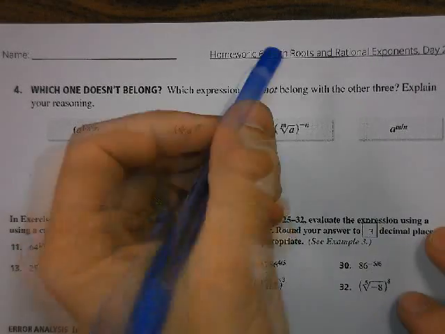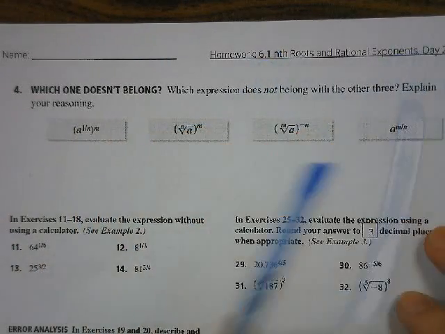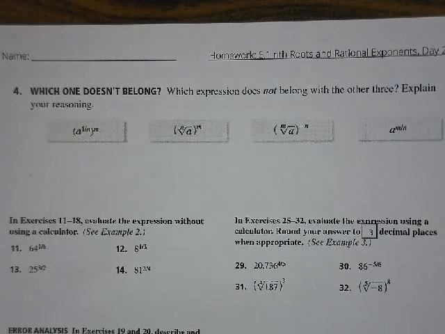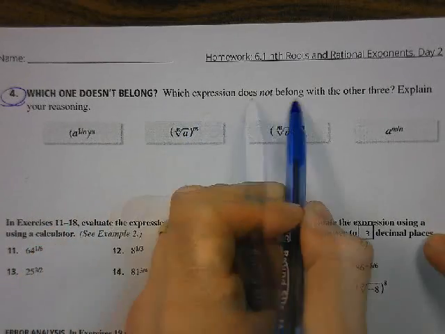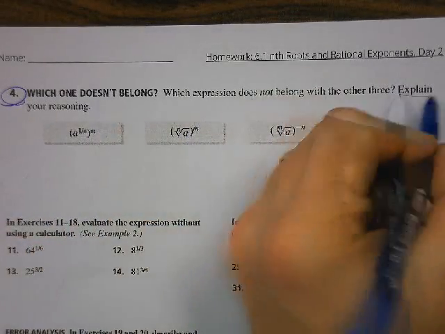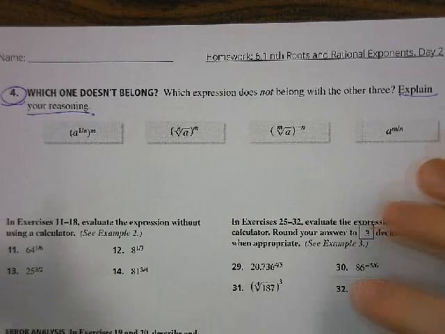Okay guys, we're going to work through 6.1, day 2. We are working on number 4, 11, 19, and 20. Number 4 starts out, which expression does not belong with the other three, and then we just need to talk about the reasoning behind it.